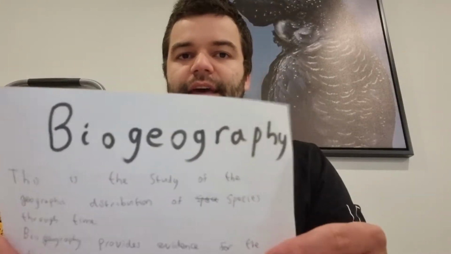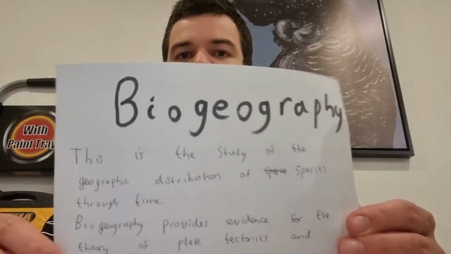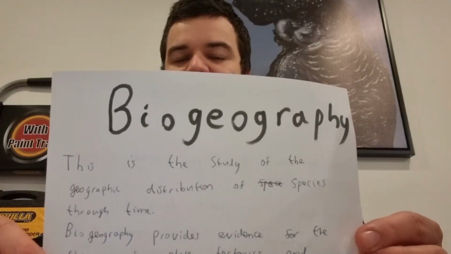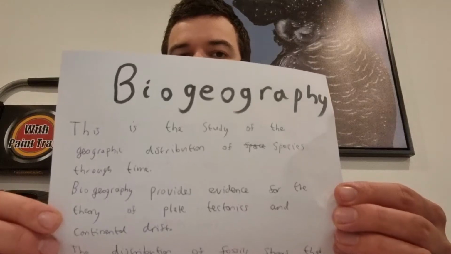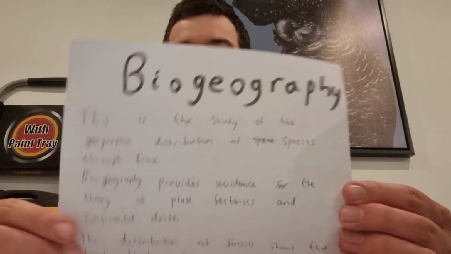So the second thing that I wanted to go through today is just the idea of biogeography, which just provides a bit of background for what we were looking at previously with evidence for evolution and distribution of fossils. So as I said there, biogeography is the study of geographic distribution of species over time, and it provides evidence for the theory of plate tectonics and continental drift.